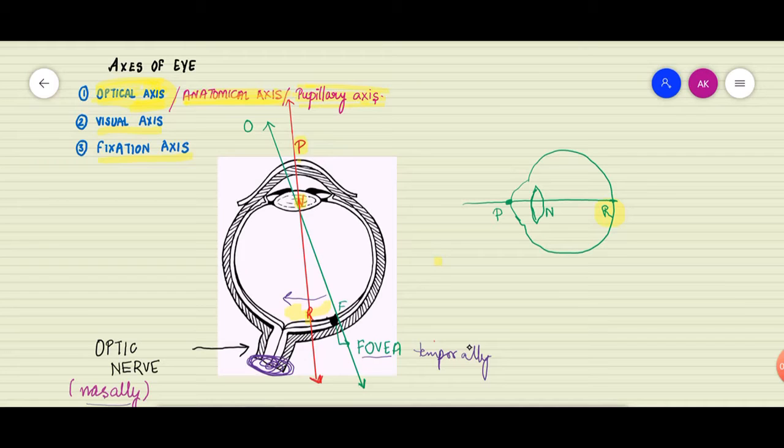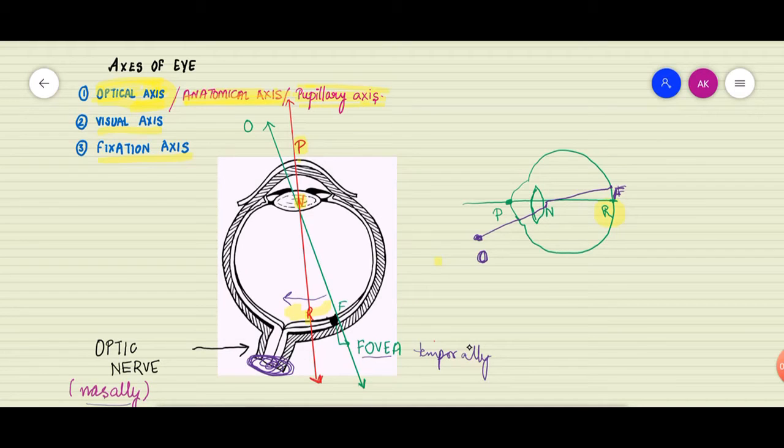Next is, what is meant by visual axis? Now, if we consider a point of fixation, say over here, let us consider this point of fixation as O. From this point of fixation, if we draw a line which is passing through the nodal point of the eye and then going and meeting the fovea, this axis would be called the visual axis, the axis which I have drawn over here in green color. So visual axis is nothing but whenever we are looking at an object, say O, the image will be formed on the fovea, right?